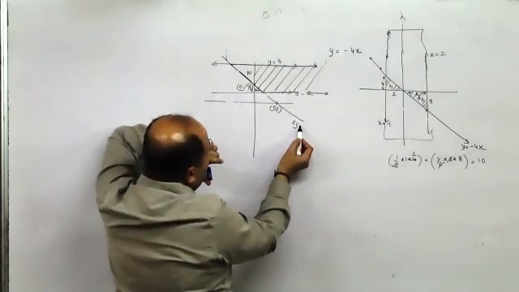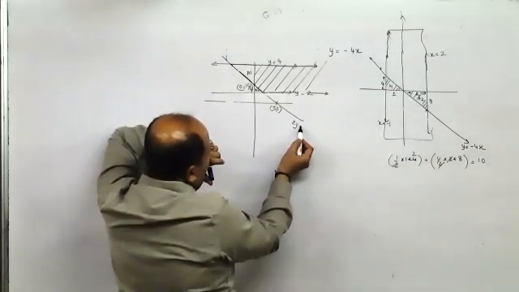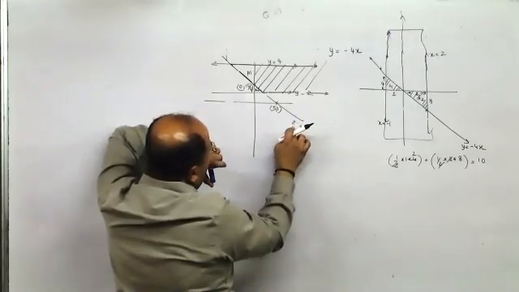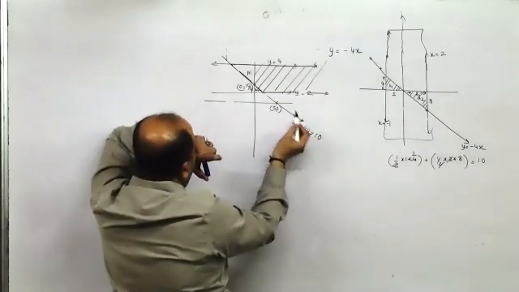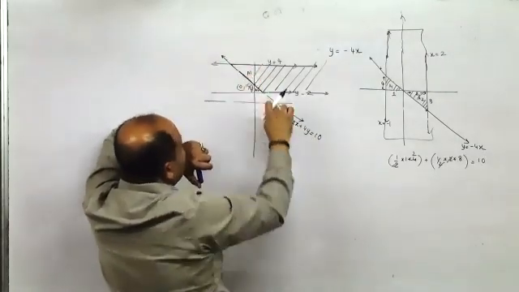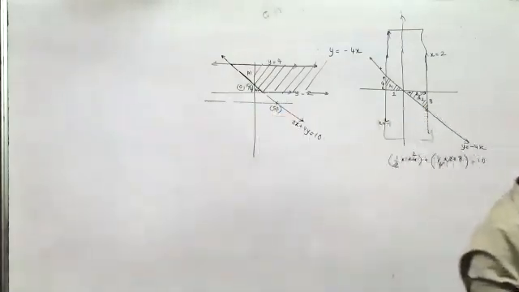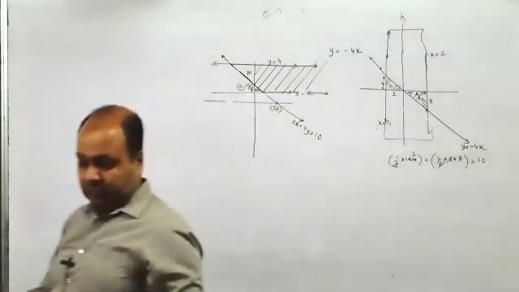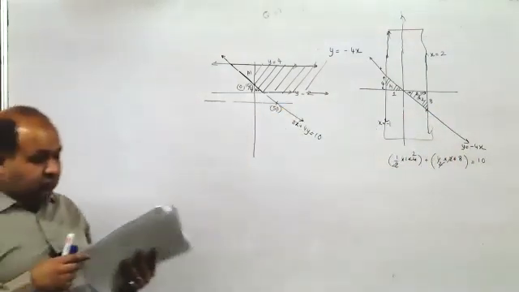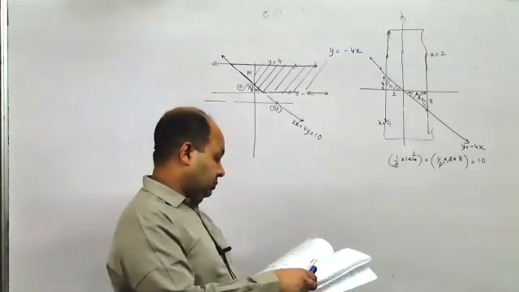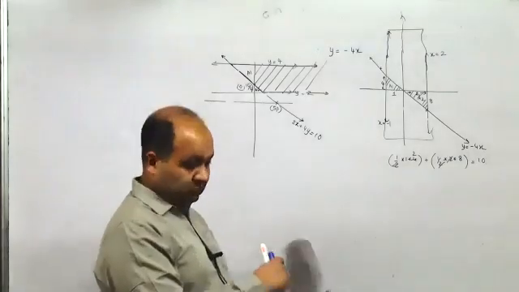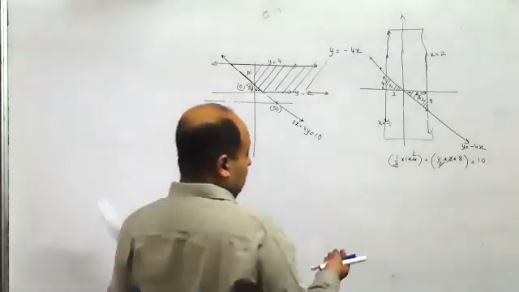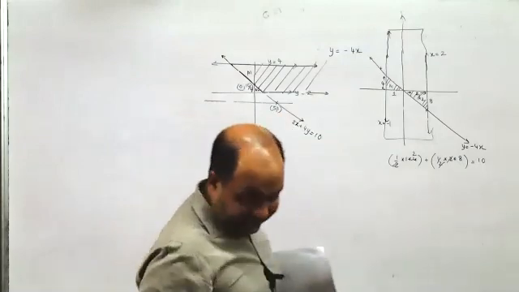2y plus 4x equal to 10, 2x plus 4y equal to 10, I guess. Right? What line was this? Yeah, 2x plus 4y equal to 10.